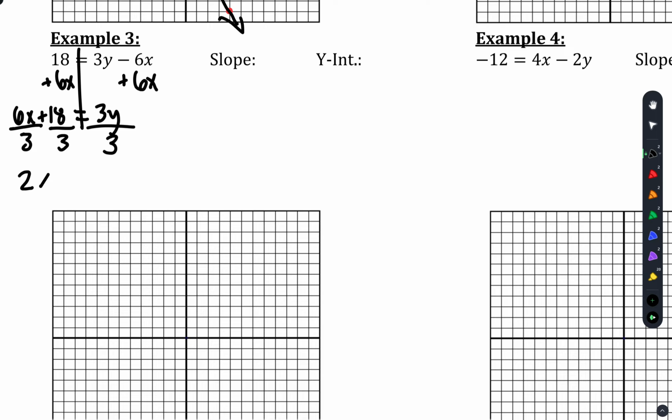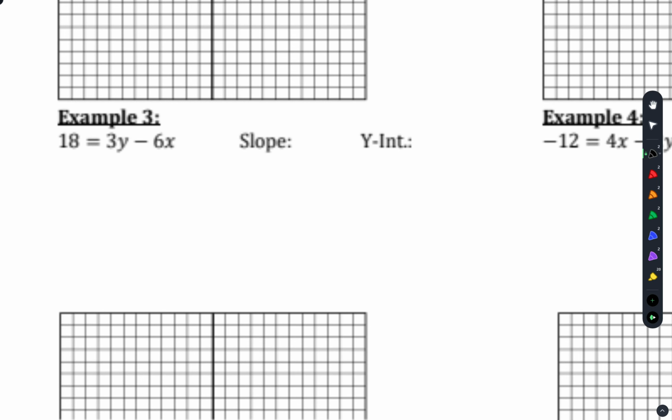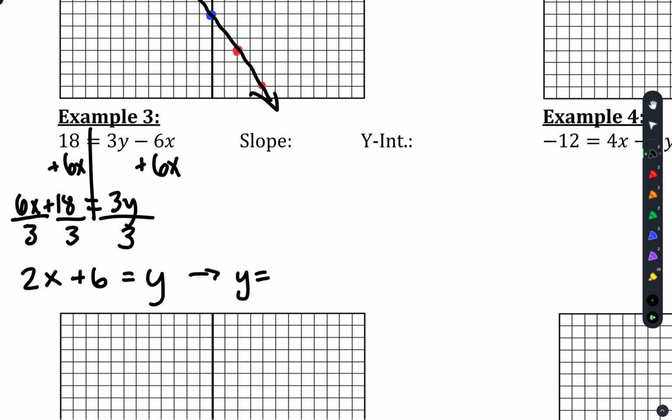So this is 2x plus 6 equals y. Am I going to freak out because the y is on the other side than it's supposed to be normally? No, I'm not going to freak out. That's the same thing as if I wrote it like y equals 2x plus 6. Same deal.